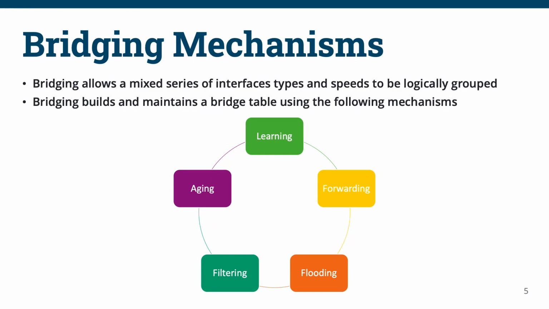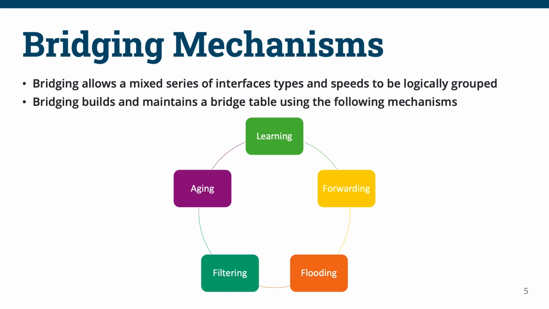Bridging allows for a mixed bag of interfaces to be logically grouped into a single broadcast domain, where shared LANs could only operate at a single port speed due to the shared physical media. Bridging allows for any type of physical interface media to be logically grouped into a broadcast domain. As we mentioned before, bridging or switching forwards data based on the destination MAC address and a lookup in a bridge table. The bridge table is built using the mechanisms shown here.